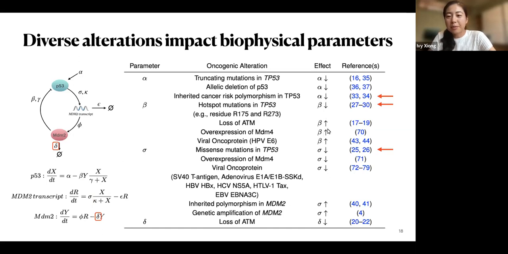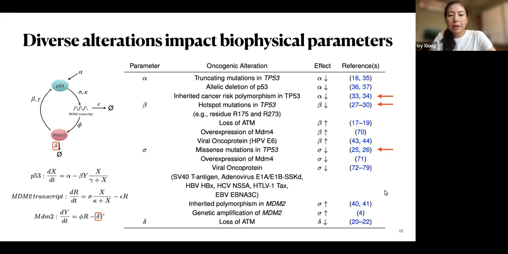One thing I want to point out before we move on is the same mutation can influence multiple parameters. For example, loss of ATN would increase beta, but also decrease delta. And then different mutations can pull the parameters in very different directions. For example, Hopf mutations decrease beta, but the others, for example, loss of ATM or overexpression of MDM4 actually increase beta. So it's a whole array of behaviors in how different mutations impact the behavior of the system.